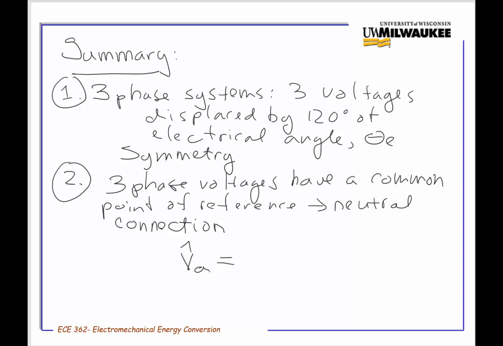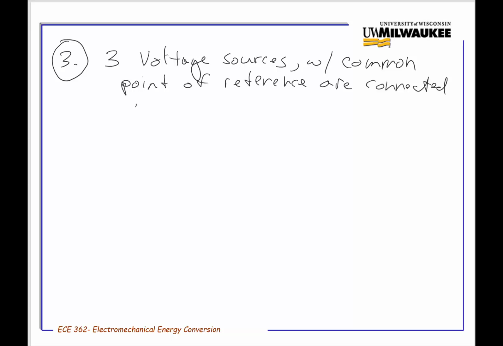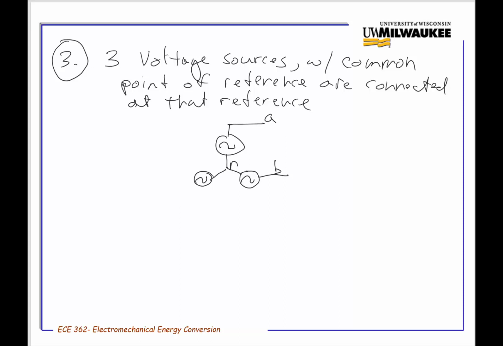And so that would mean that if we have a phasor voltage VA, what that really is, is the voltage from A to neutral. We could write it this way if we wanted: VA to neutral, VB to neutral, VC to neutral. The three voltage sources with the common point of reference are connected together at that reference. So we can imagine the three sources. There's the neutral, there's line A, there's line B, and there is line C.